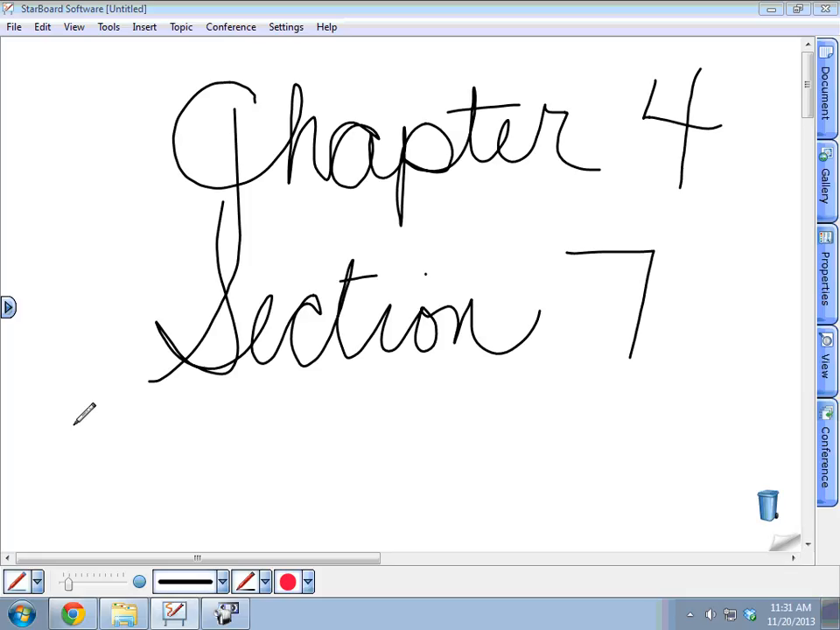So you're going to need to write down some definitions. If you use notebooks or index cards or whatever you use, you're going to want to write these down.